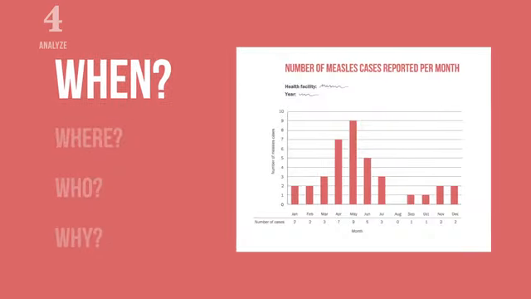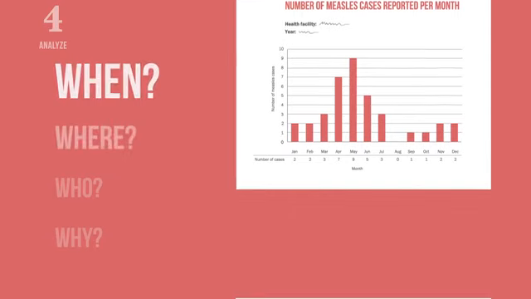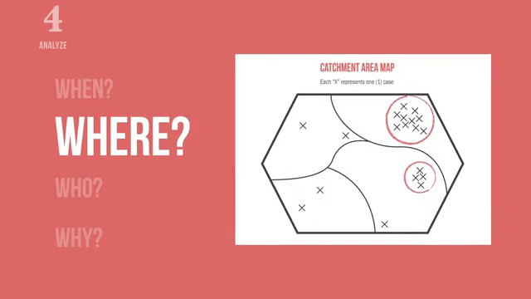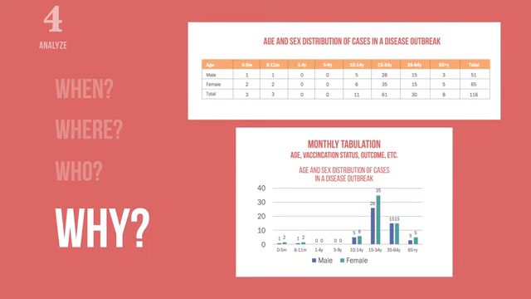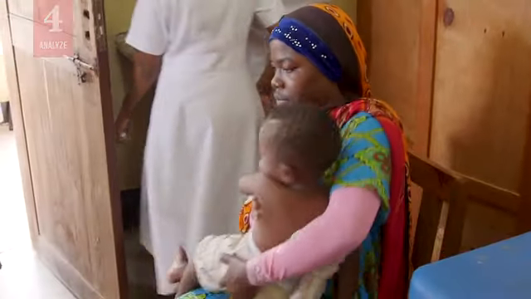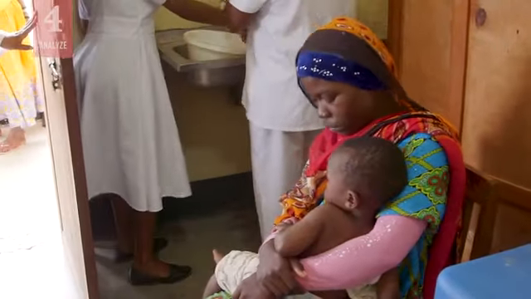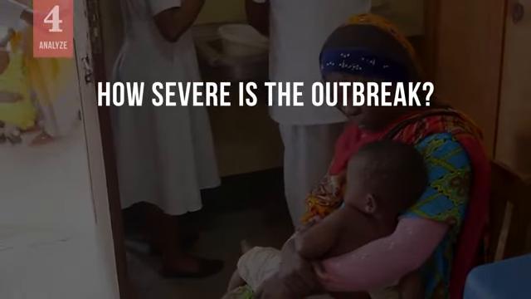This involves drawing an epidemic curve, plotting cases on a spot map, and analyzing the immunization status and ages of cases. Carefully analyze this information to develop hypotheses about the source and spread of the disease. Another important question to ask during analysis is, how severe is the outbreak?